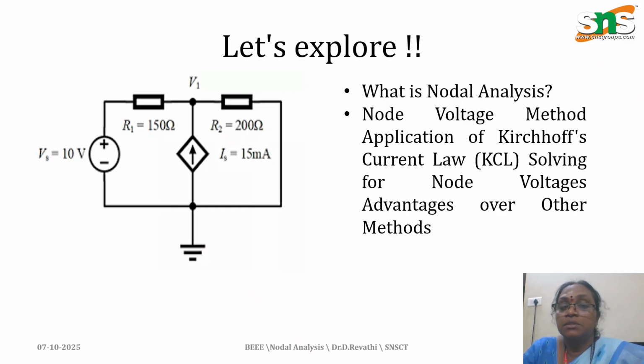A node is a point where more than two elements meet at a junction. See the diagram here. There are three elements: a 150 ohm resistor, a 200 ohm resistor, and a 15 milliamp source, joined at a point V1, that is voltage V1, which we call a node. So when more than two elements meet at a point, we can consider it a node.